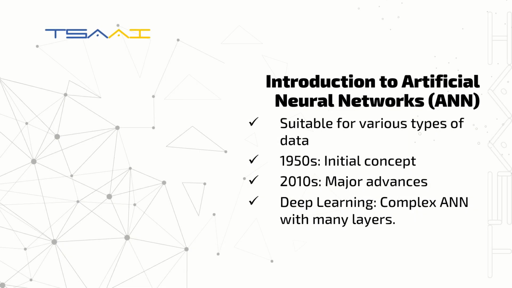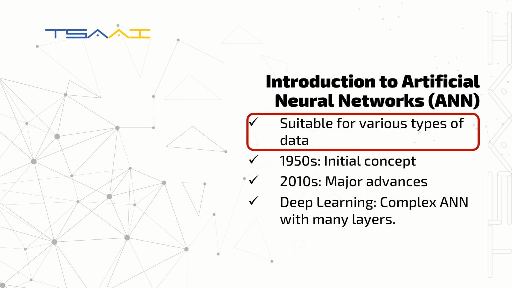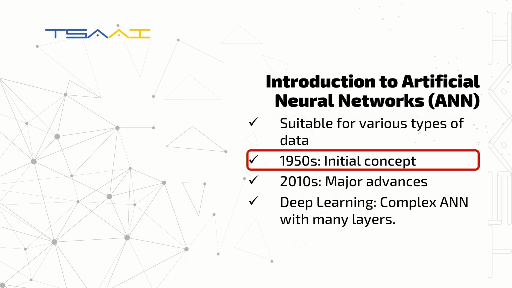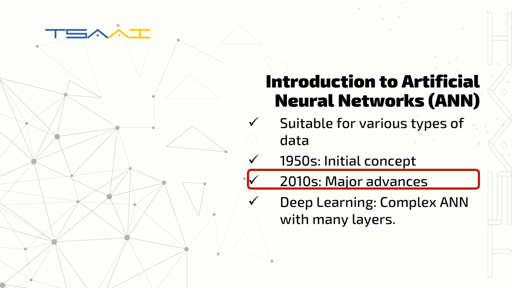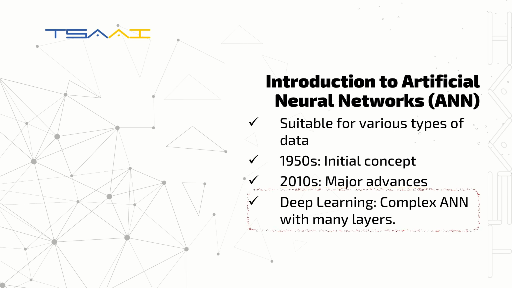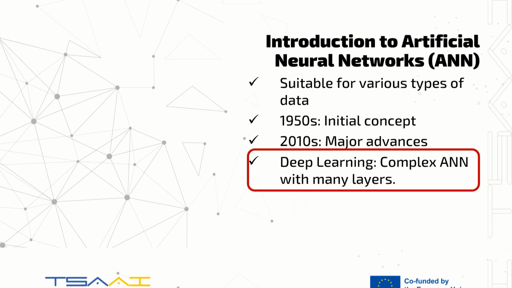Artificial neural networks, or ANN, are powerful machine learning models that can handle various types of data, including tabular data, texts, and images. Originating from principles dating back to the 1950s, ANN experienced a significant rise in the early 2010s, leading to the immense success of today's artificial intelligence. Deep learning, often used interchangeably with ANN, refers to complex artificial neural networks with multiple layers.